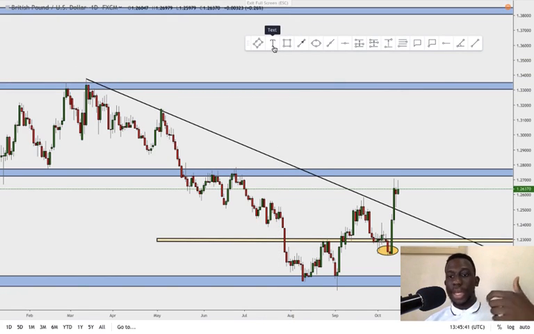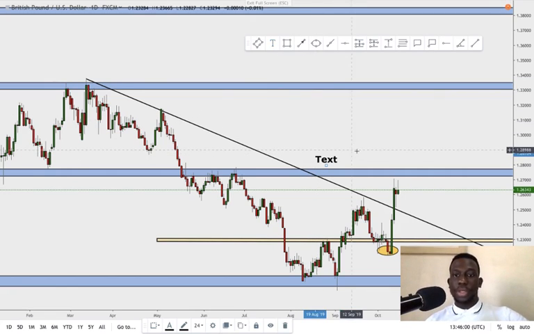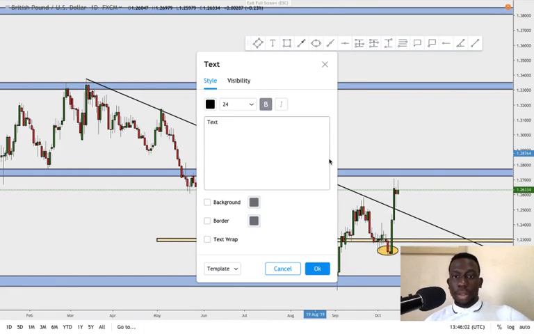I have T for text, so if I wanted to highlight something, maybe when I'm teaching, or I'm dropping a webinar, or just anything, if I just wanted to basically note down something on the chart and take a screenshot of it, I can click text and everything. Okay, let me just show you guys. I can click on text. Okay, I just put this here and bam.